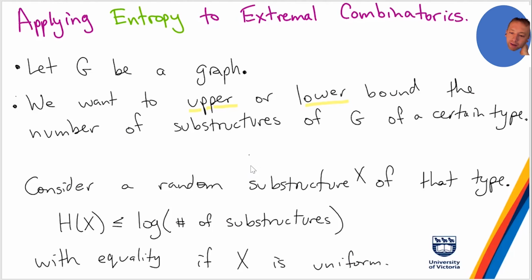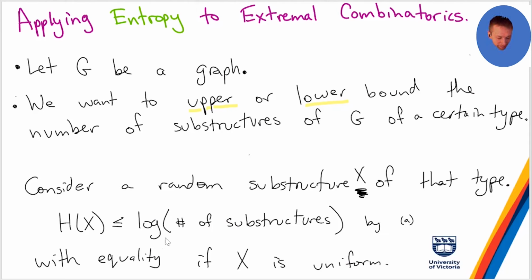One way you can upper or lower bound the number of substructures is to say, okay, I'm going to take a random substructure of that type. For example, I could take a random perfect matching in this graph. Then the entropy of that random perfect matching is at most the log of the number of perfect matchings, because that's the range of this random variable. So that's by property A from before.